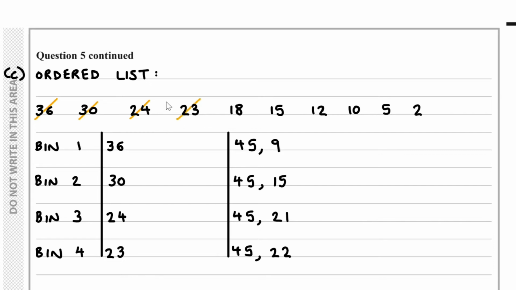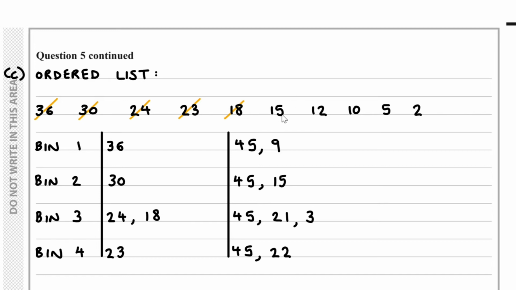Now, I need to place the 18 somewhere. There's not enough space in bin 1, there's not enough space in bin 2, however, there is enough space in bin 3. So I place the 18 into bin 3, and the remaining space will be 21 take away 18, which is 3. So we've used up the 18.